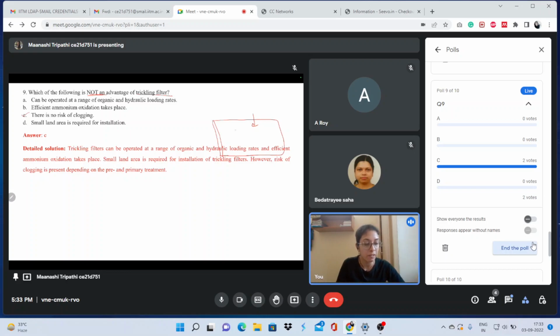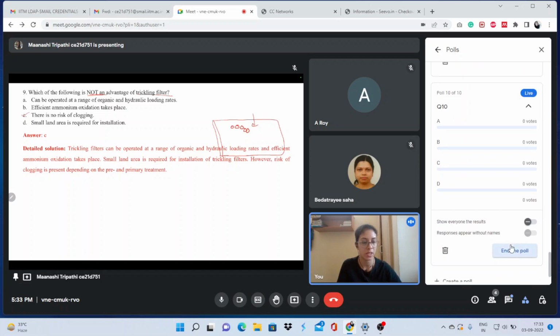How? When we are filling it, of course there will be risk of clogging. After some time, all the pores will be clogged. No water will be coming out, or the quality of water that is coming out will be very bad. That's when we clean the filters. So that's question number 9 for you.